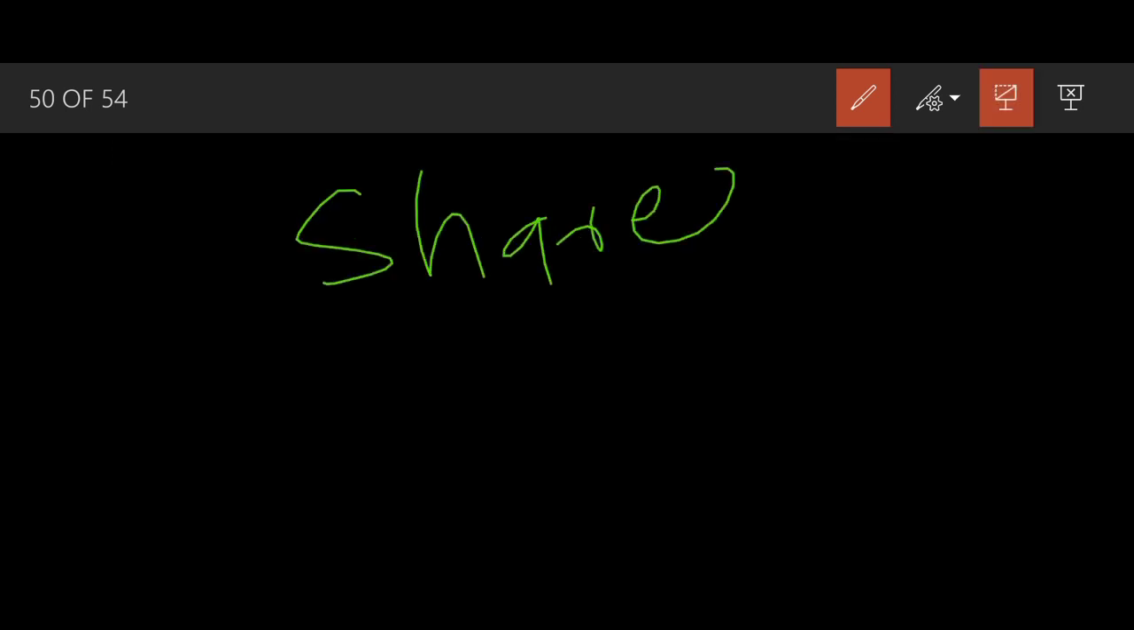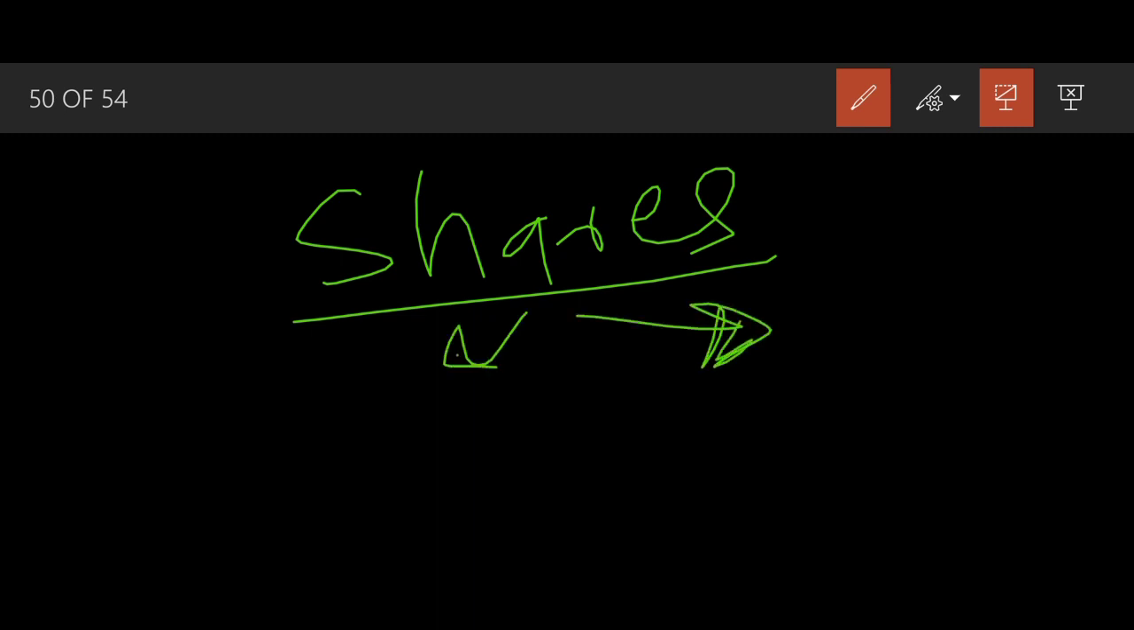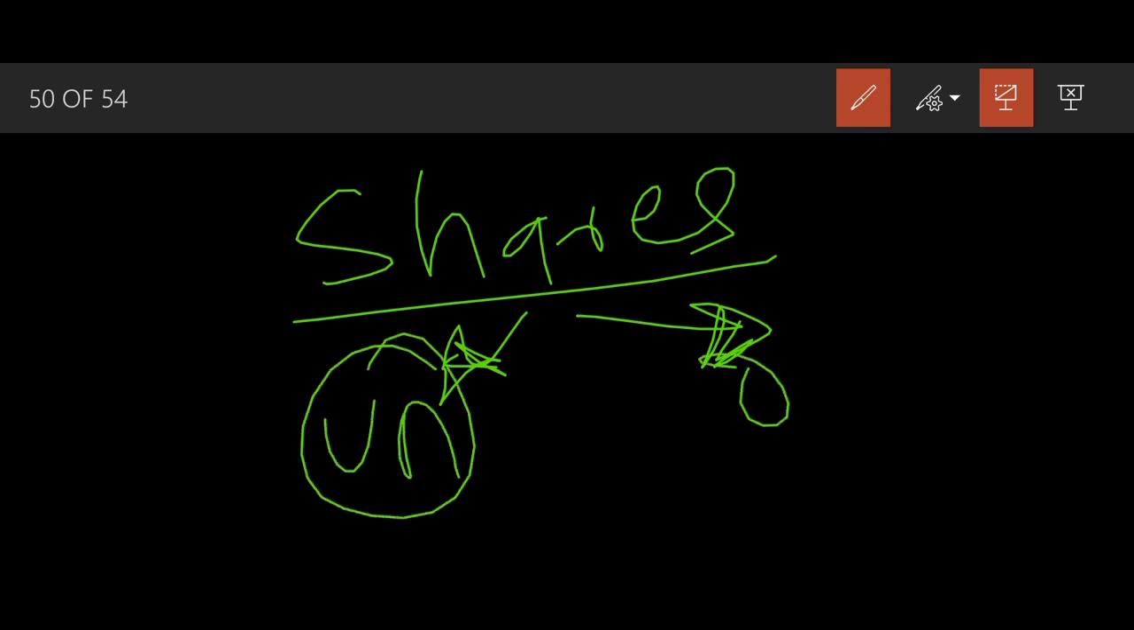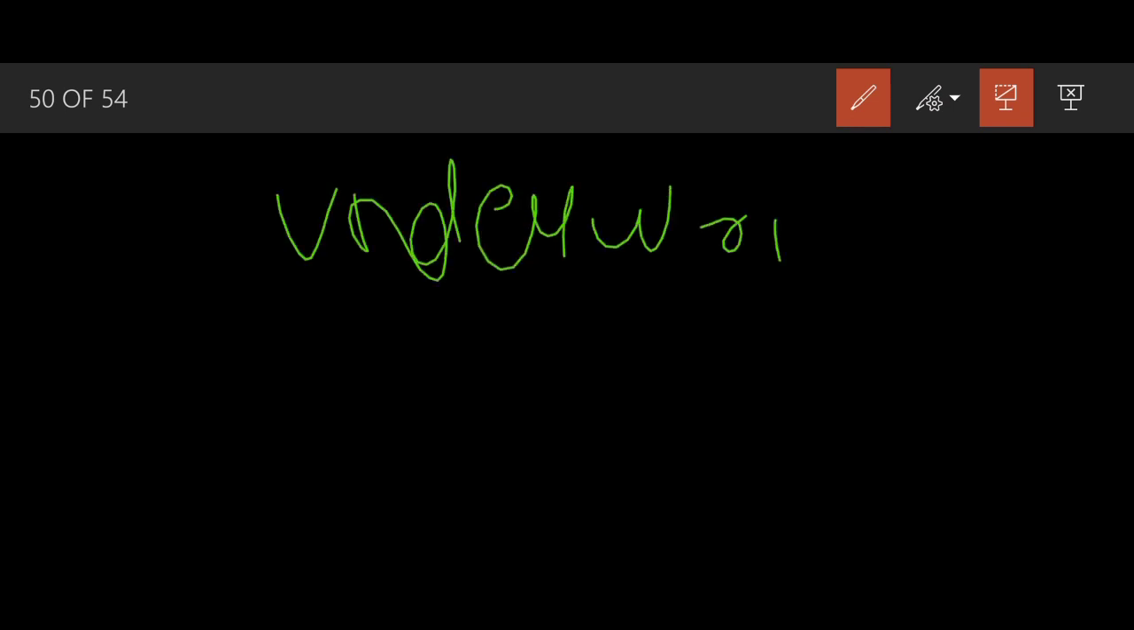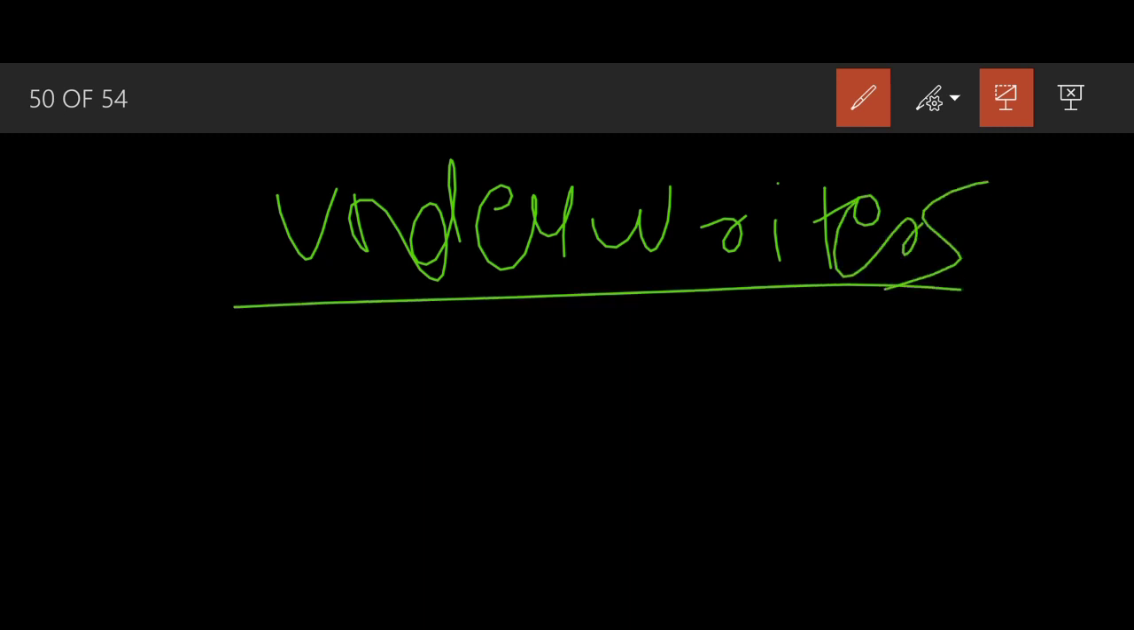Shares. See, there are two conditions of shares. If a company issues shares, there can be two possibilities. The first possibility is over-application and under-application received for the shares. So there are some people known as underwriters. Underwriters are the people who take responsibility.